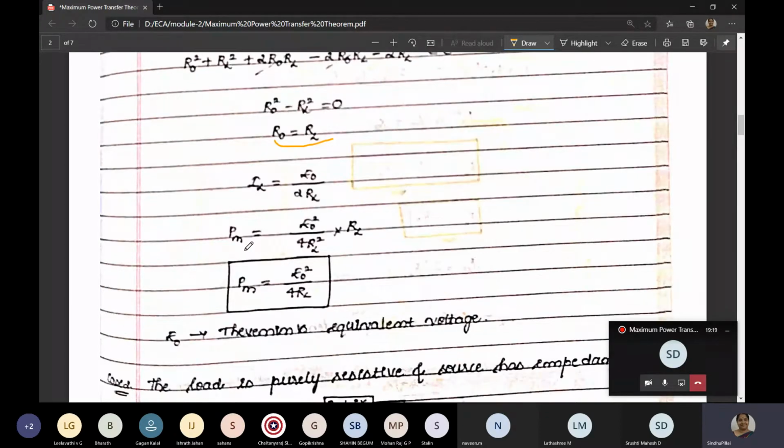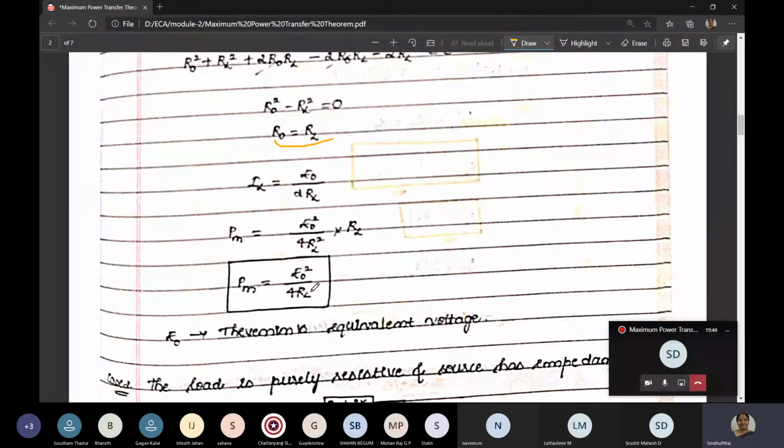So maximum power transfer PM is equal to E naught square divided by, we are just substituting there, 4RL square into RL. So RL will get cancelled. PM is equal to E naught square divided by 4RL. See, this is the formula for maximum power transfer when the load and the source are purely resistive.